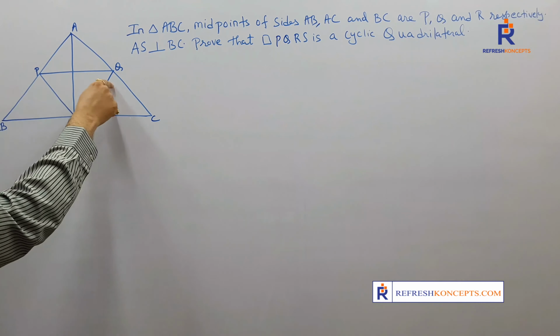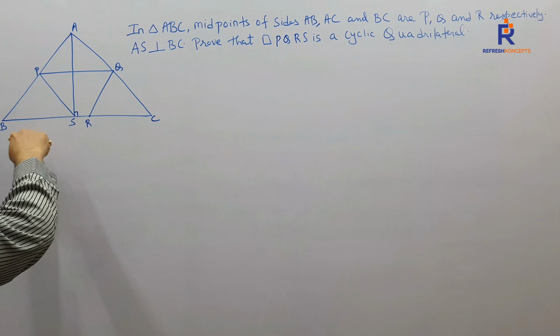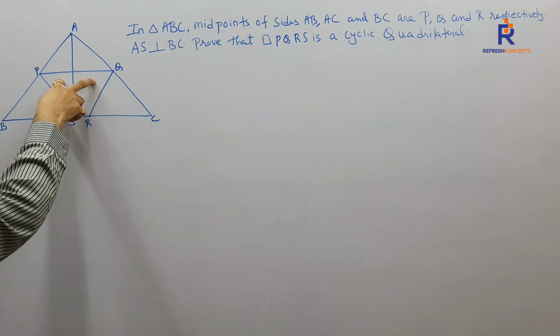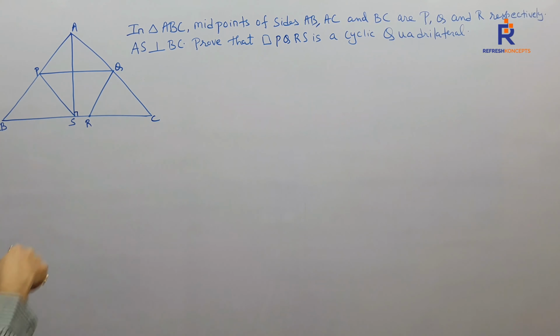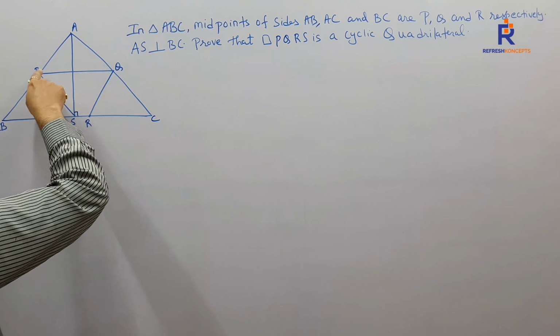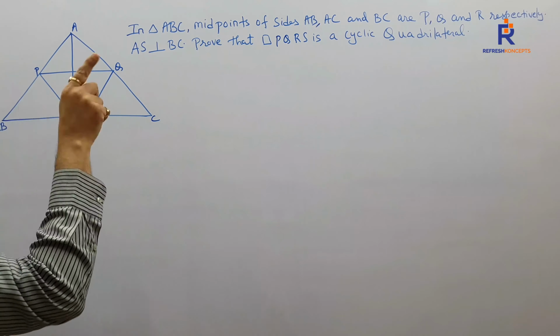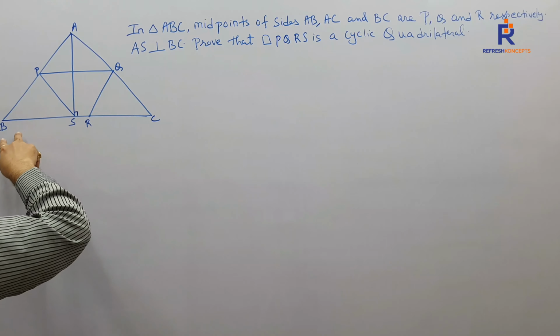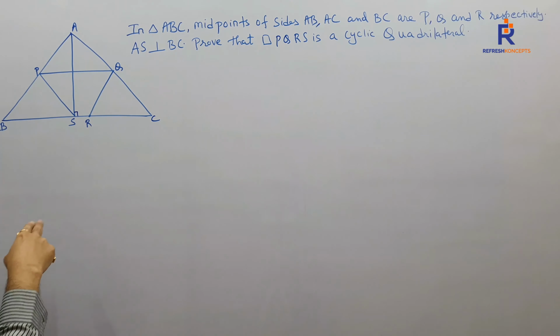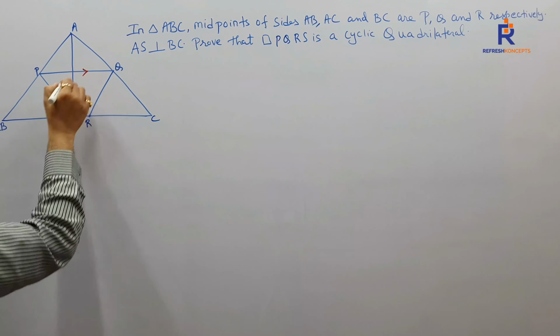Children, P is a midpoint of AB, Q is a midpoint of AC, R is a midpoint of BC, given to us. Can I say in triangle ABC, P and Q are the midpoints, therefore PQ parallel to BC? By what theorem? Midpoint theorem. You must have studied this midpoint theorem in your lower classes. P is a midpoint of AB, Q is a midpoint of AC, therefore by midpoint theorem, PQ parallel to BC. If PQ is parallel to BC, can I say PQ is parallel to BR? So the very first thing I'm going to do is PQ parallel to BR.